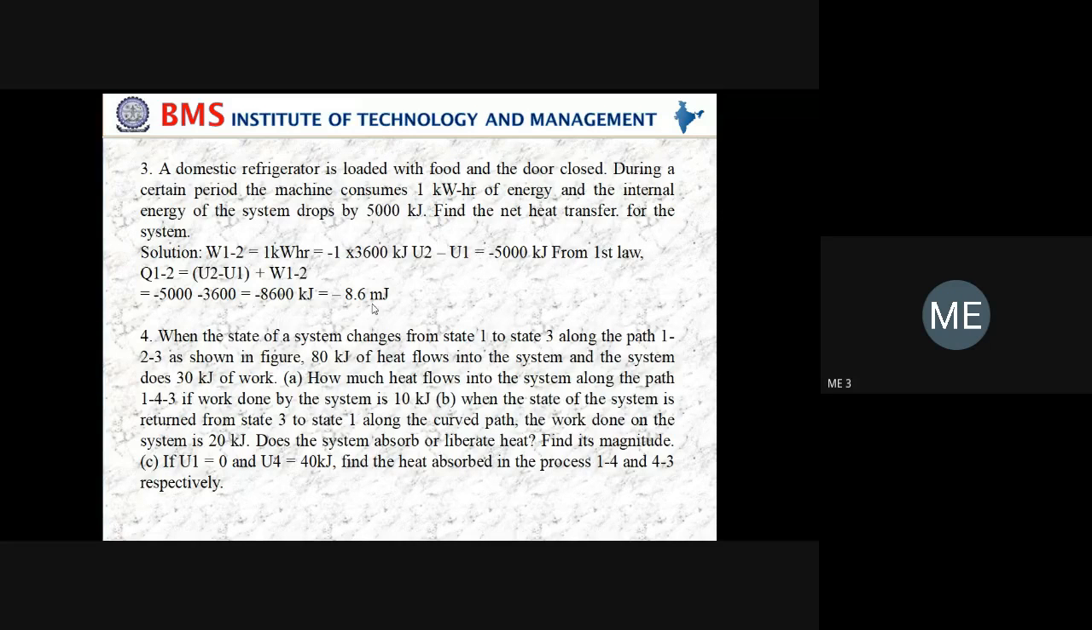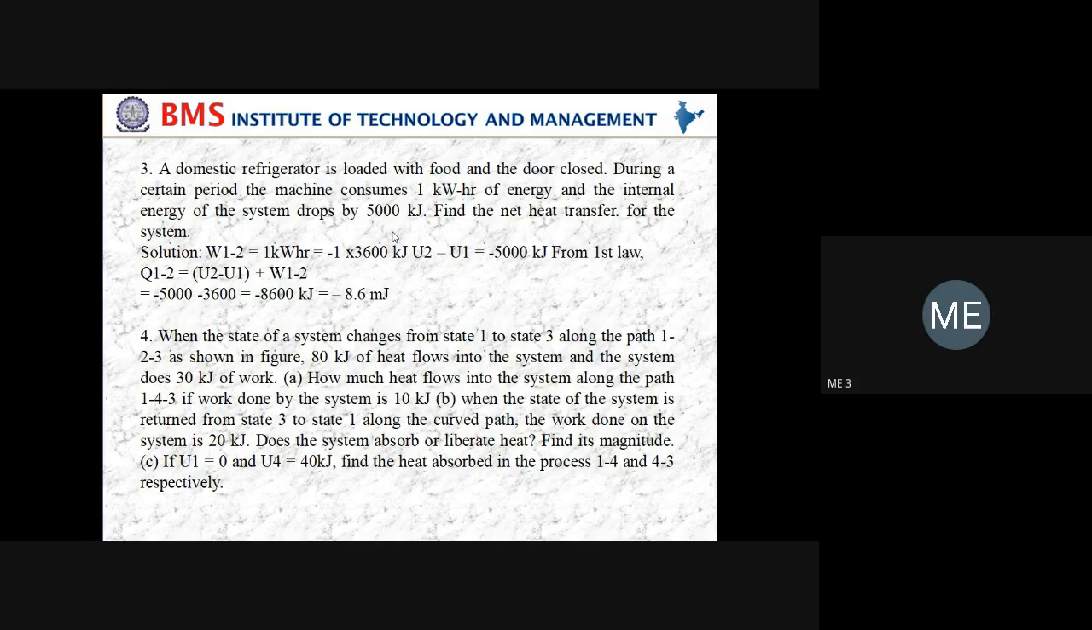Before solving any problem, sign convention is most important. Suppose you take U2 minus U1 as positive, your entire problem becomes wrong. As I said, the plus and minus signs play a very important role in thermodynamics. Even though the solution is only one line, if you make a mistake in taking the sign, your problem becomes wrong. So be careful in taking the magnitudes.